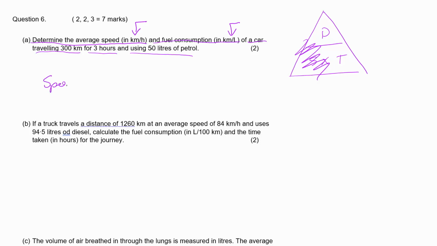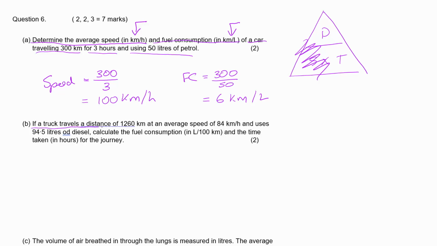So, for speed, we're going to have the number of kilometers divided by the time, and therefore that is 100 kilometers per hour. And let's do the fuel consumption. That is going to be the distance divided by the number of litres used. So that is going to be 6 kilometers per litre.